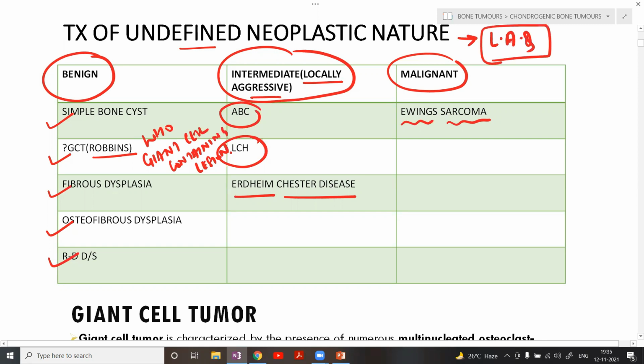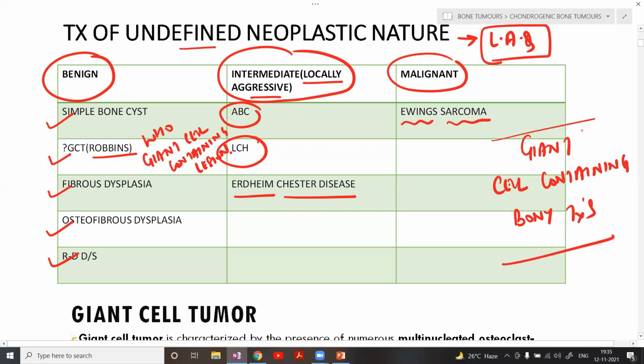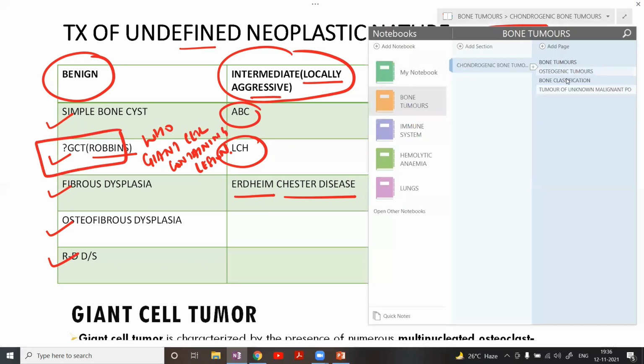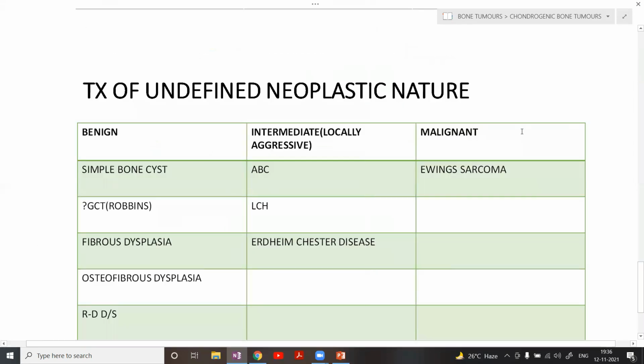Now, very importantly, multiple tumors that we are going to discuss today are actually giant cell containing bony tumors. Majority of them are giant cell containing bony tumors. So first we are going to read about giant cell tumors in detail. Let me just show you the classification.